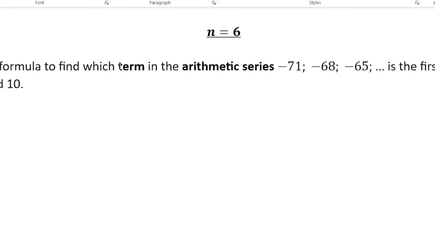Maths is about problem solving. So use a formula to find which term in the arithmetic sequence. So we're given the arithmetic sequence, blah blah blah, is the first term to exceed 10. So we're given the first 3 terms. All right, I think you're left with 4 minutes now.